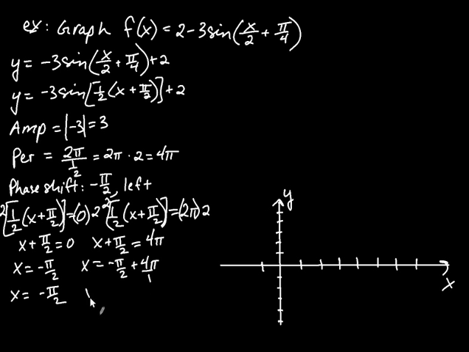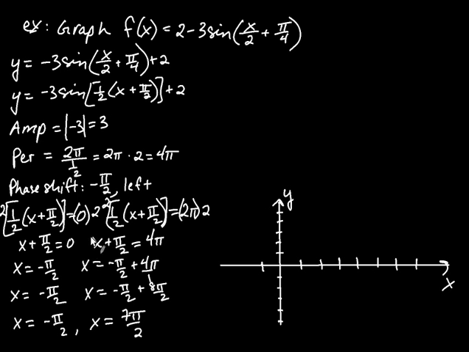So it's going to be x is equal to negative pi over 2, top and bottom by 2, right? So plus, well, it's going to be 8 pi over 2. So x is negative pi over 2. And then x is equal to 7 pi over 2. Now, what's the meaning of these numbers?